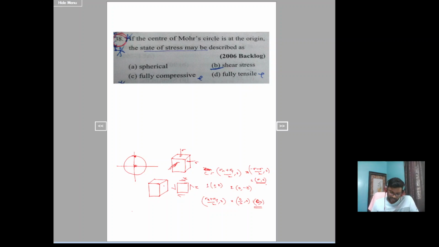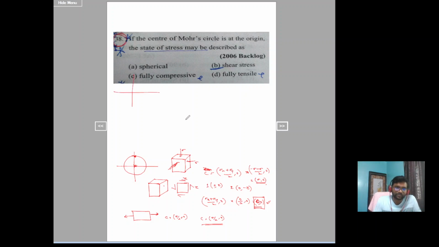Now let's analyze fully tensile. You can take uniaxial tension. In this case the center will be sigma by 2 comma 0. In case of uniaxial compression, or you can say fully compressive, also you will get sigma by 2 comma 0. So out of these four options, in case of pure shear you are getting the center of the Mohr circle at origin. You can directly analyze.